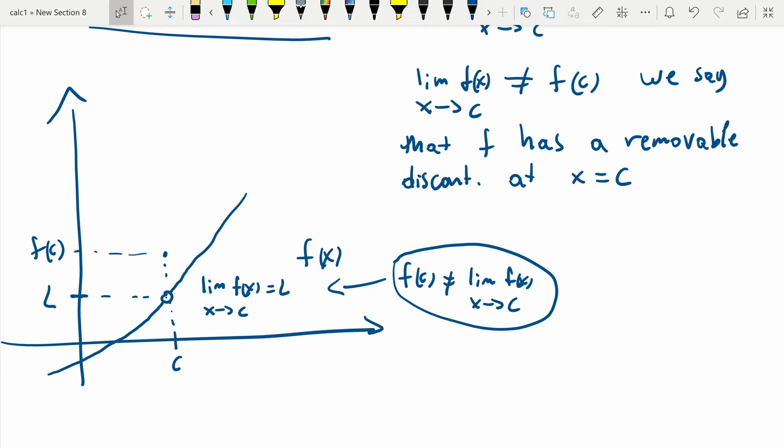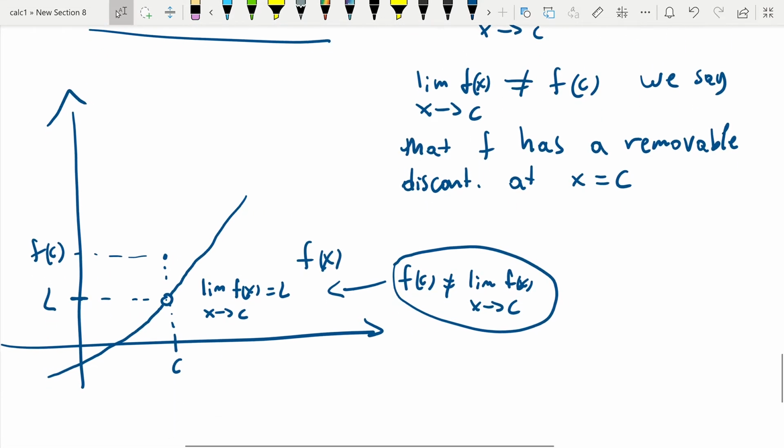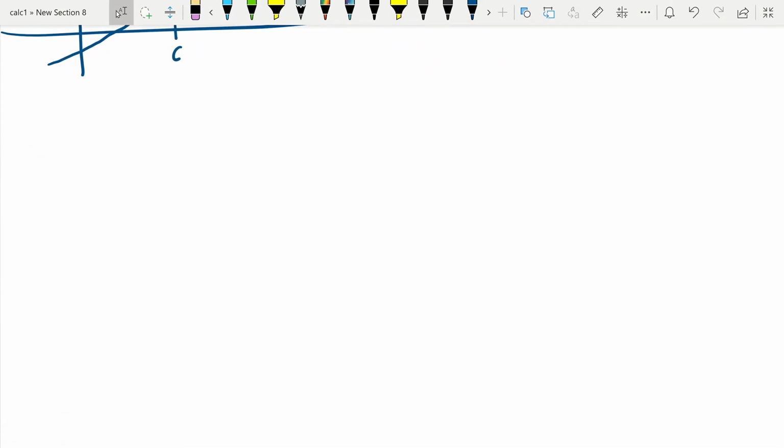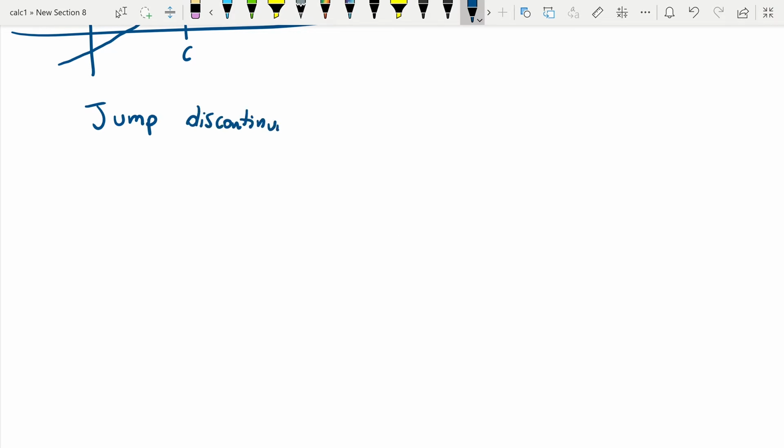So that's a first kind of discontinuity that we may find, and it's the least serious because we can repair continuity by hand by reassigning the value of f at the point. But then there's a second, more serious kind of discontinuity. Jump discontinuity. That's the second kind.